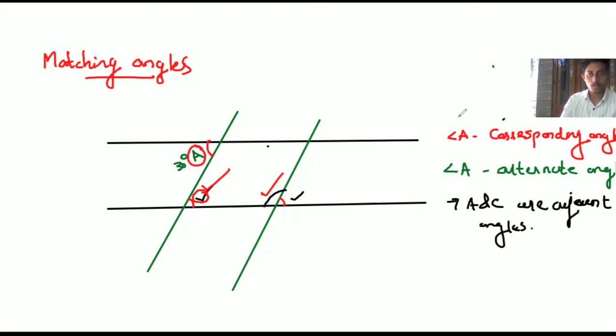Okay, so we discussed corresponding angles, alternate angles, and adjacent angles. So you got what these three angles mean? Okay, how we can identify corresponding angles, alternate angles, and adjacent angles, we will discuss in detail in our class. Okay, so all of you write this note in your notebook.